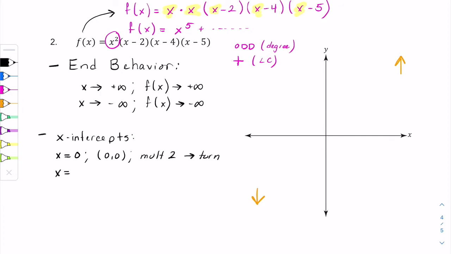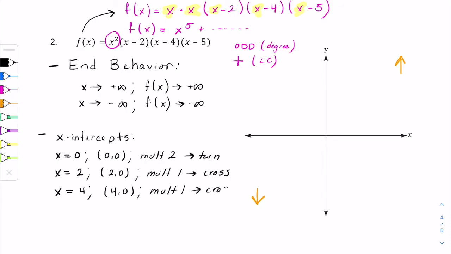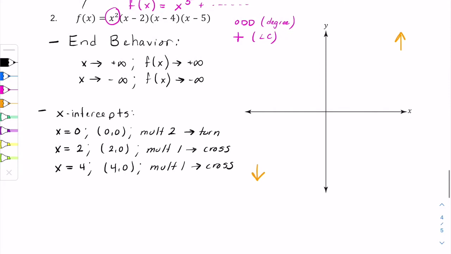We have a 0 at x equals positive 2. This only happens once, or the exponent is only 1, multiplicity 1, the graph crosses. X equals positive 4, also exponent of 1, which means multiplicity of 1, the graph crosses. X equals 5, 5 comma 0, multiplicity 1, crosses.